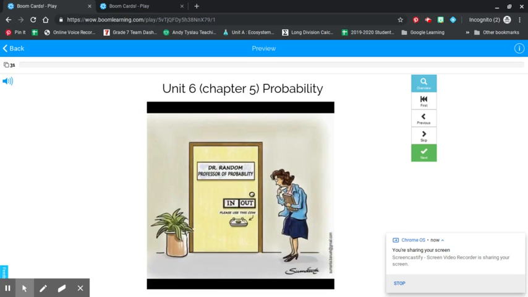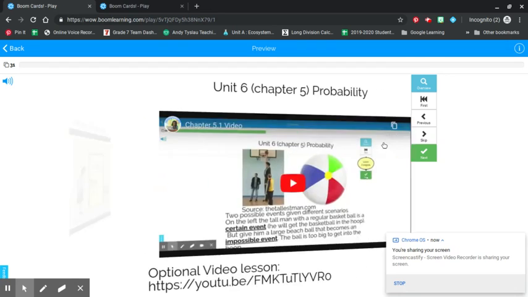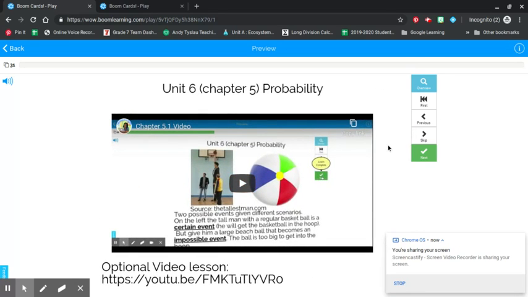So in math this week, we started a new unit, probability. You had two sets of boom cards, one for 5.1 and the other one for 5.2. For each of the lessons, there was a video lesson if you wanted me to go through it and talk about it a little bit.